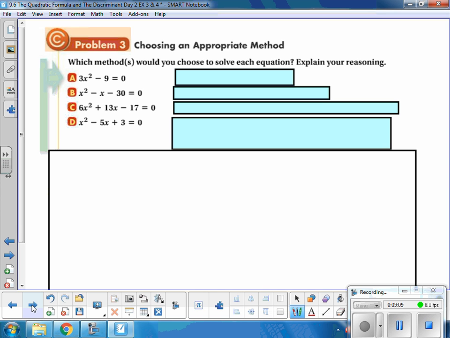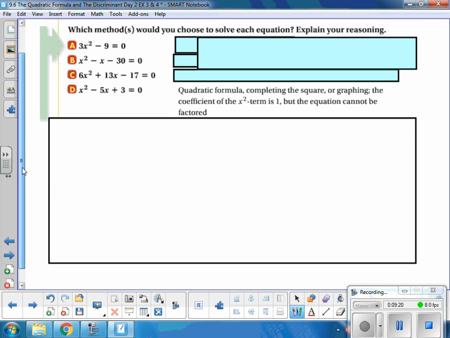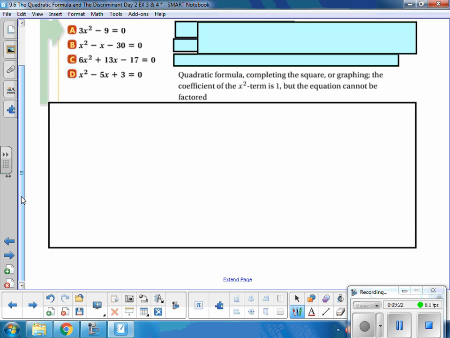Let's look at this one here for D. For D, I could use the quadratic formula, or I could complete the square for either one. Okay, I'm actually going to do both. So if you don't want to hang around for this one, you can speed up or whatever you want to do. So I'm going to complete the square.